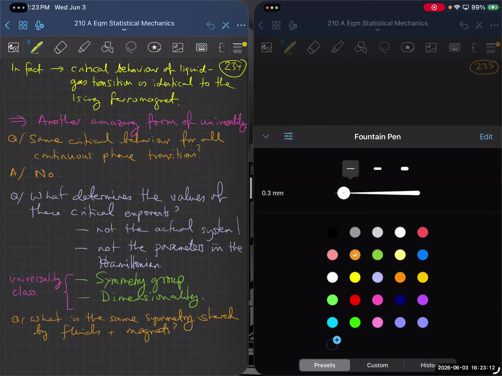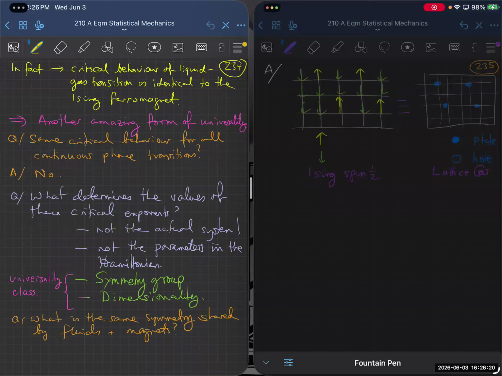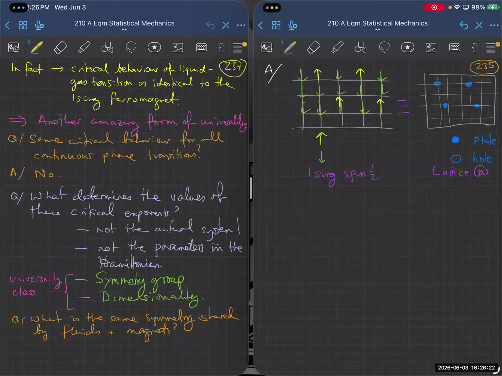So the symmetry that they both have is in disguise. This one has a sort of up-down symmetry.